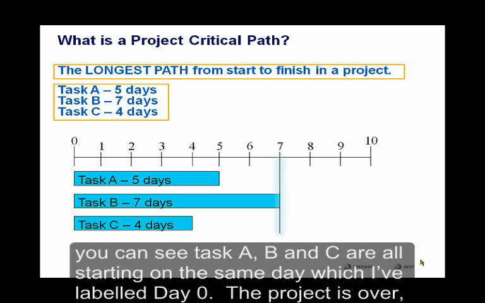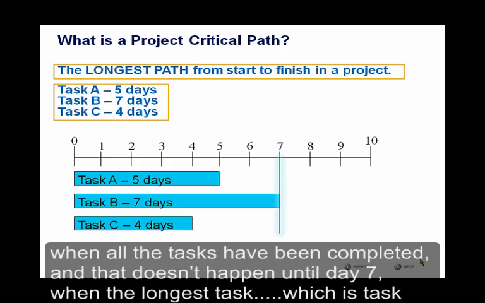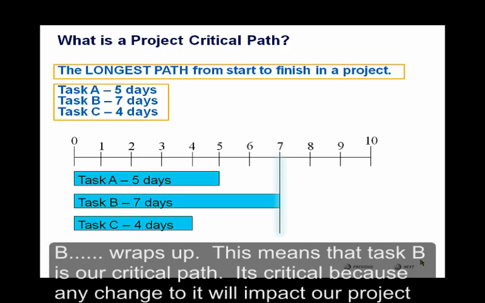As you can see, task A, B, and C are all starting on the same day, which I've labeled day 0. The project is over when all the tasks have been completed, and that doesn't happen until day 7 when the longest task, which is task B, wraps up. This means that task B is our critical path. It's critical because any change to it will impact our project timeline.